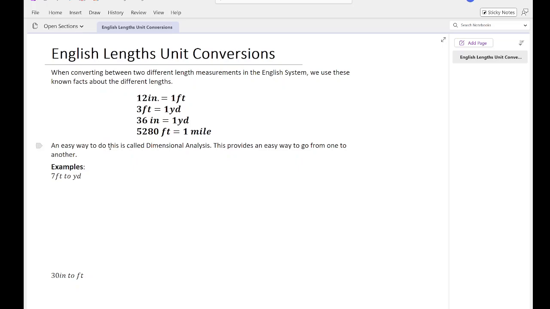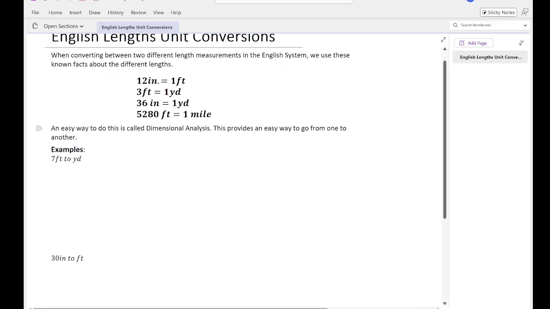So an easy way to do this, and by this I mean converting between one English unit to another English unit lengthwise, is a thing called dimensional analysis. This provides an easy way to go from, like I said, one unit of measure to the other. So it deals with fractions, and while fractions may be scary, it's not too bad, especially when you have a calculator that can do the grunt work. The hardest part is just to set up the fractions, which if you see how I set it up, there's actually an easy way to do it.